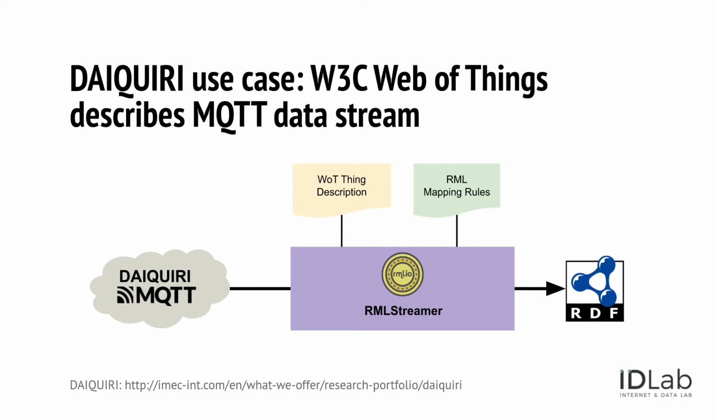In the Daiquiri use case, we didn't have to access a web API, but an MQTT stream. Thanks to the flexibility of Web of Things, we can not only describe a web API, but also an MQTT stream, using the same thing description. Once we described the access to the MQTT data stream, the RML mapping rules can be used here again, using the RML streamer to generate an RDF knowledge graph.